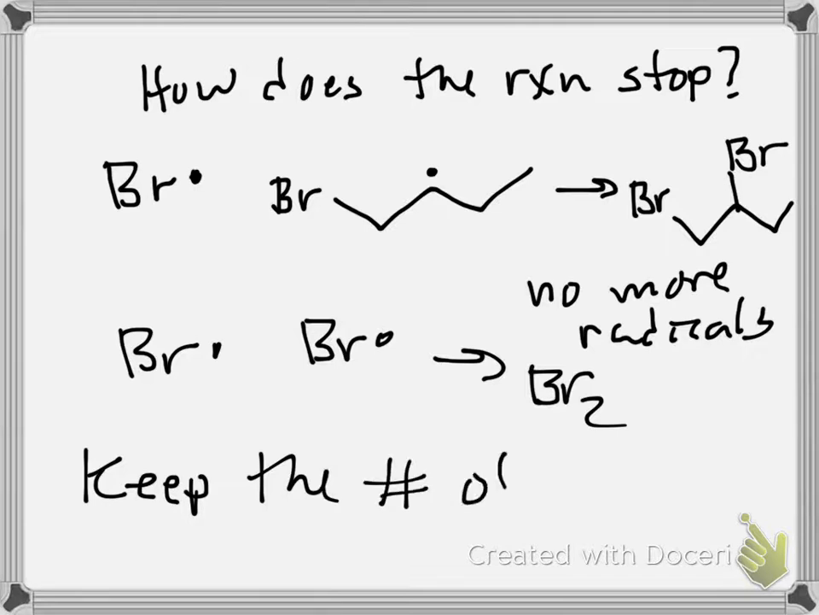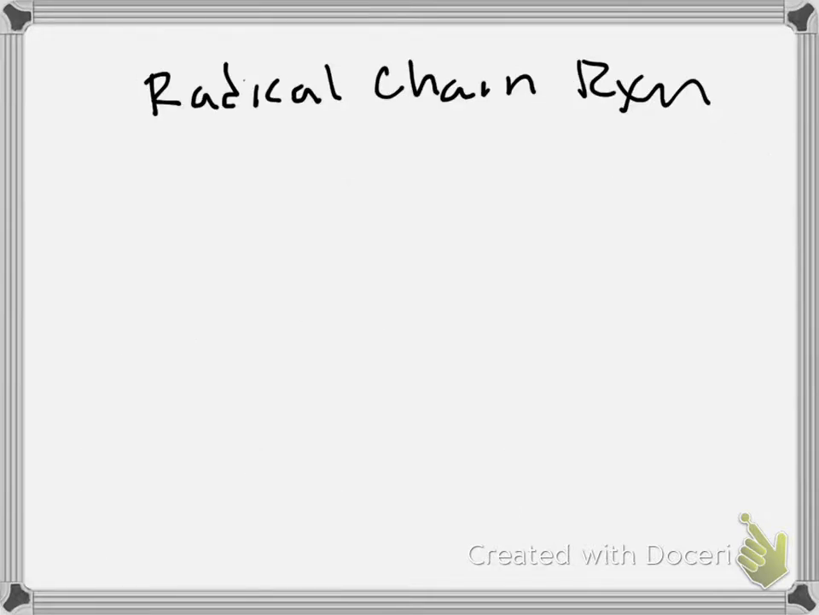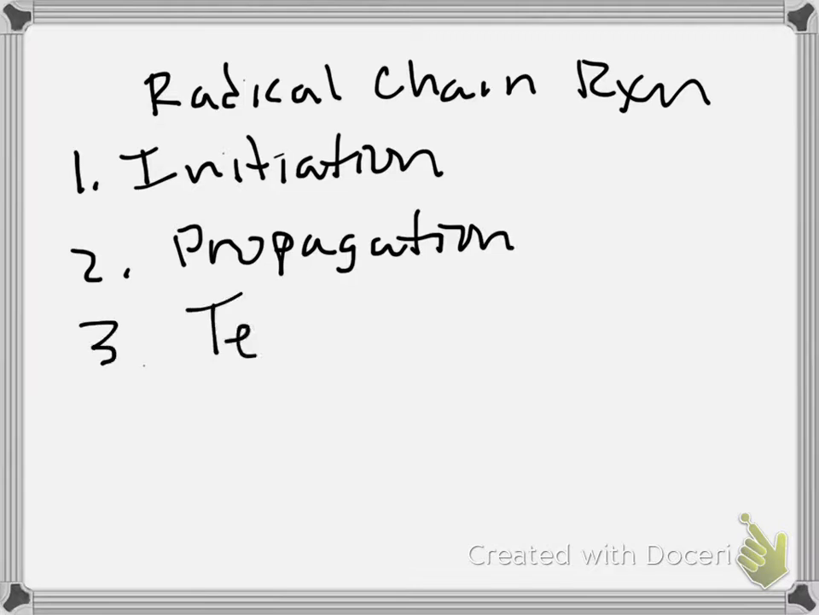When you carry out this reaction, you want to keep the number of radicals low because you don't want to have a lot of free radicals running around because they could start to encounter one another and stop the reaction. This whole process is called a radical chain reaction. In a radical chain reaction, there are three distinct steps. There is an initiation, there's a propagation, and there is a termination.